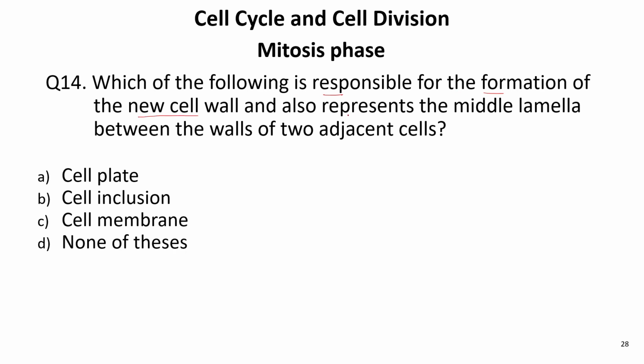Now the next question is, which of the following is responsible for the formation of new cell wall and also represents the middle lamella between the walls of two adjacent cells? Now first discuss what the middle lamella is. Middle lamella is a cementing material, or you can say it cements the primary cell wall of the adjacent cells.